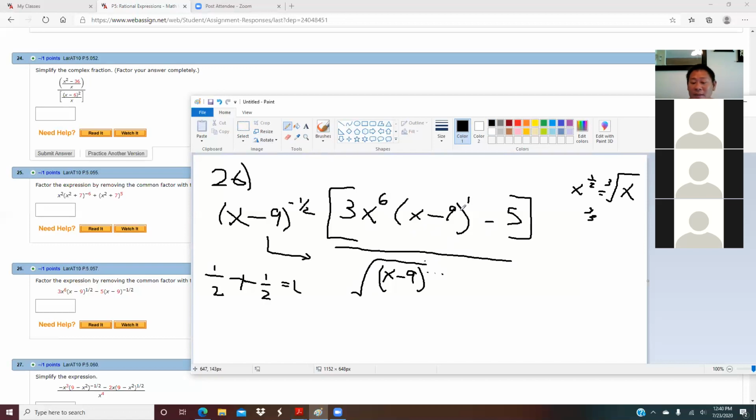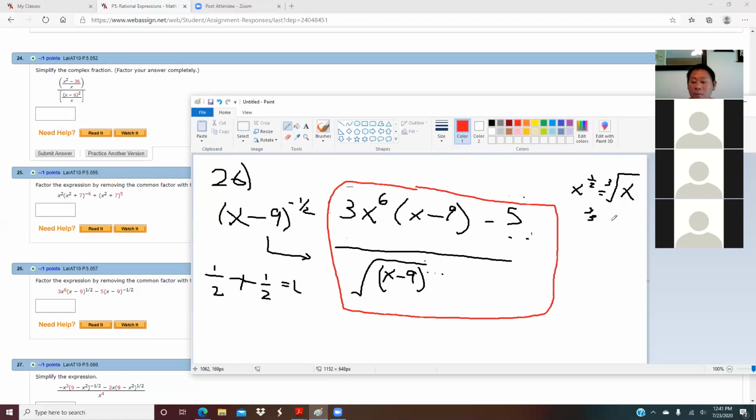3x to the power of 6, square root of x minus 9. The 1 you can ignore if you want to, because 1 is -5. Again, the parentheses, the brackets here, you can ignore too because I just use them to factor. So this is your answer for question number 26. Yeah, you guys all right? Any questions so far?